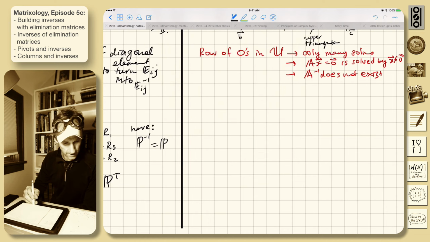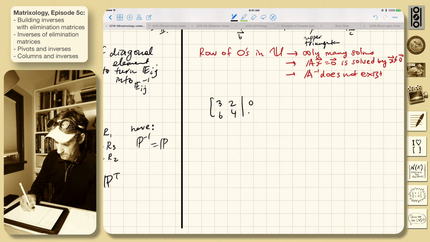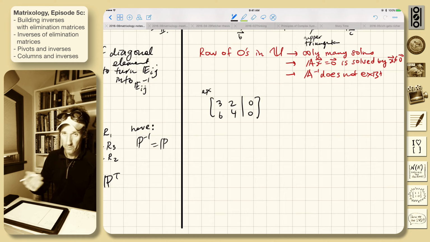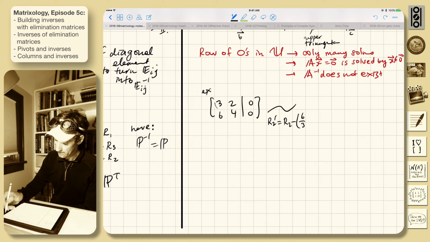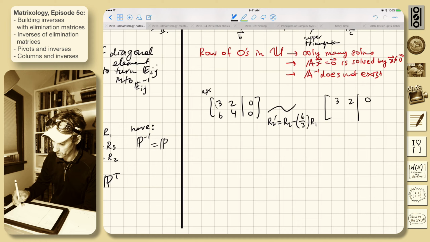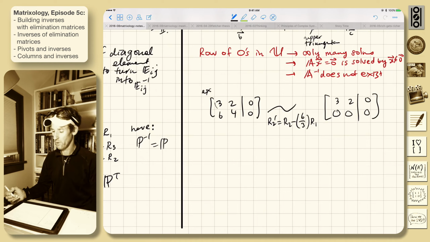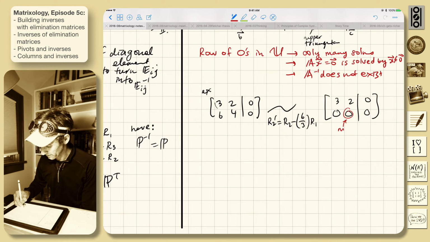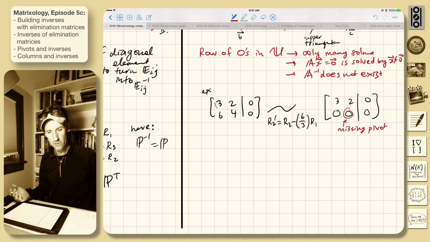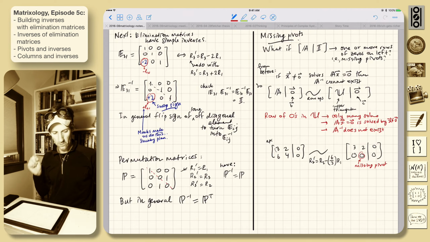Let's just say we have this one. So what if we have 3, 2, 6, 4? So this is a little example. We do one simple row operation: row 2 prime equals row 2 minus 6 over 3, the pivot here, times row 1. So we do that one step. It's 3, 2, 0. Top row doesn't change. Second row was a multiple of the first. All zeros. So missing pivot. Missing pivot leads to a row of zeros. Infinitely many solutions. Right? You need to have a full set of pivots.